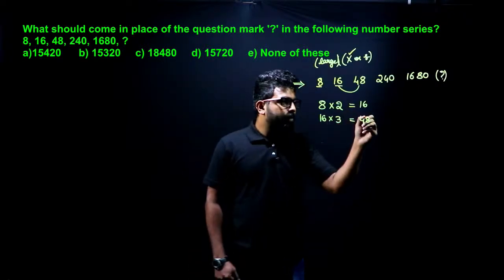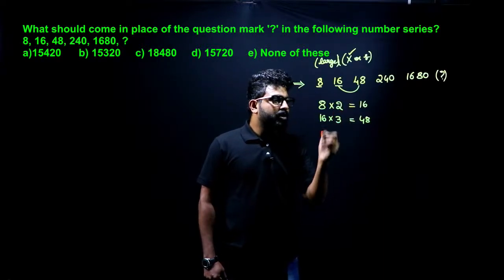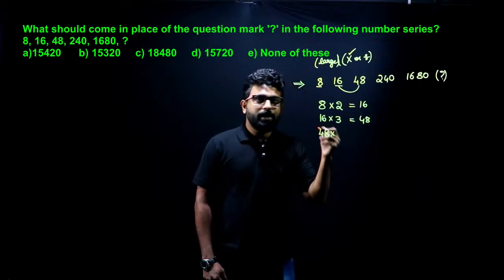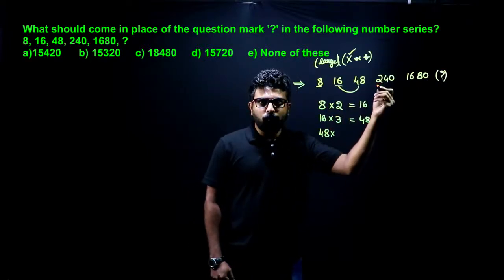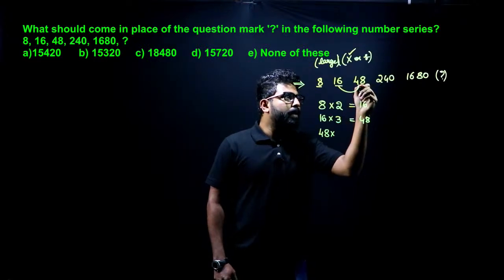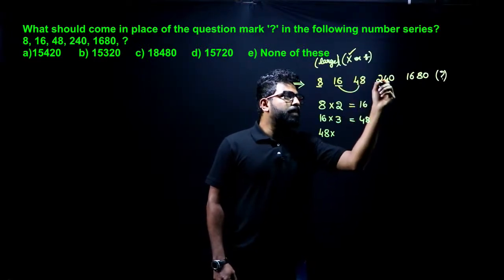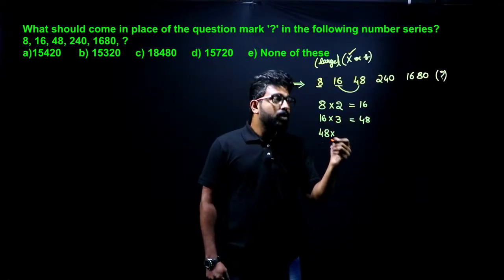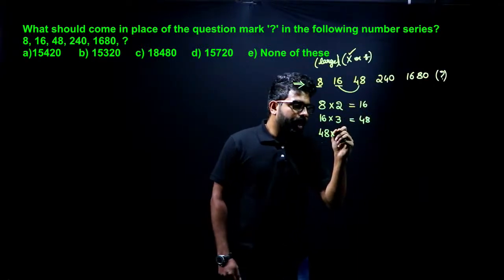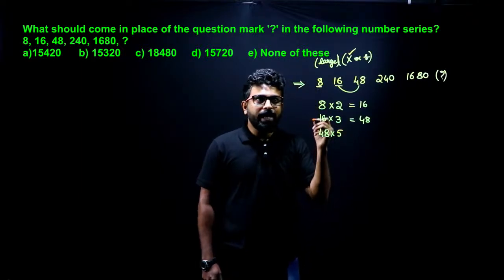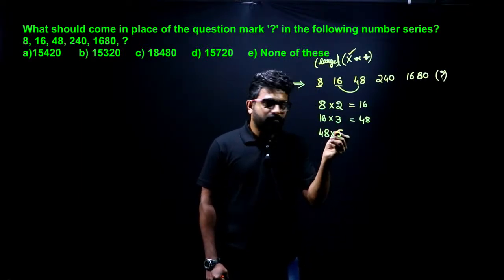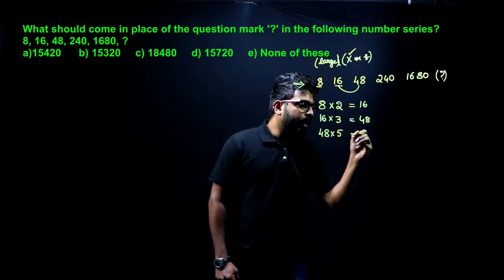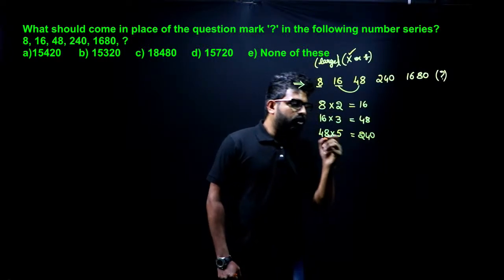If I go with the same logic, I've got 2 here, I've got 3 here, then it must be 4. Am I right? If I multiply with 4, do I get 240 here? No, check this. If I multiply 4 with 48, my units digit must be 2. But in this case, that's not happening. So I'll go to the next term and check with 5. 48 into 5: 40 times 5 is 200, and 8 into 5 gives me 40. So I'm getting 240 when I multiply 48 with 5.